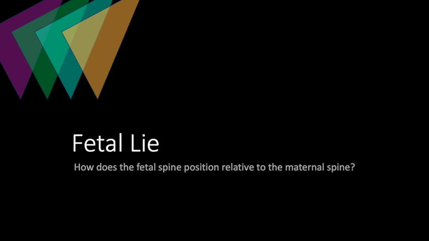The first question to ask when looking at a second or third trimester pregnancy is, where's the baby? So let's look at how we can assess that. First, we talk about fetal lie. So fetal lie refers to how the fetal spine is positioned relative to the maternal spine.